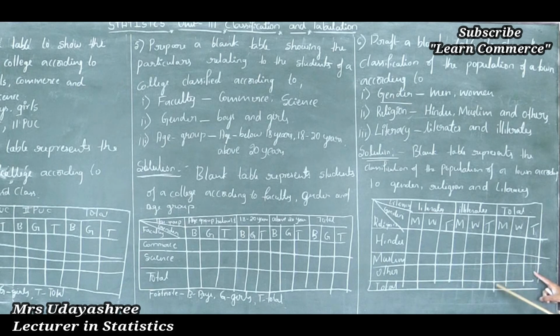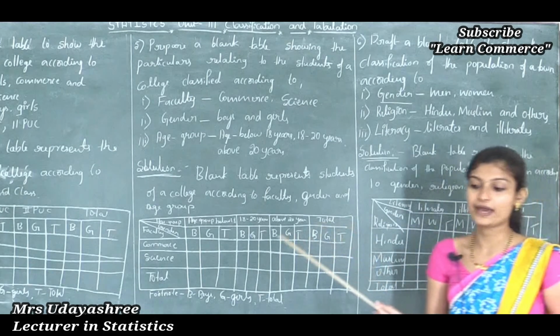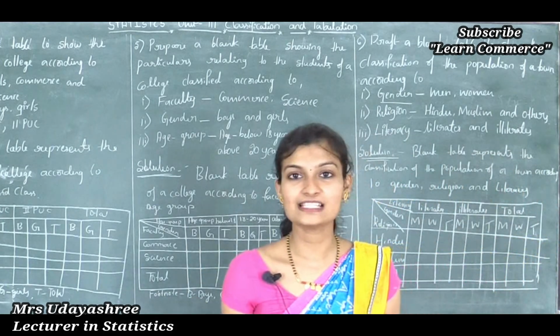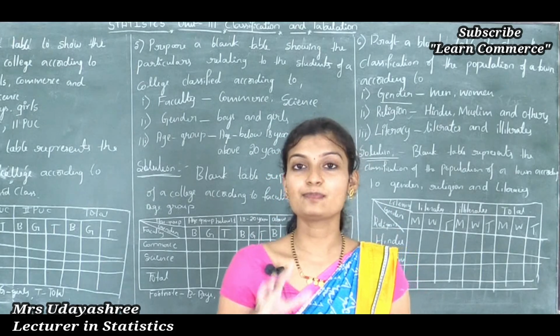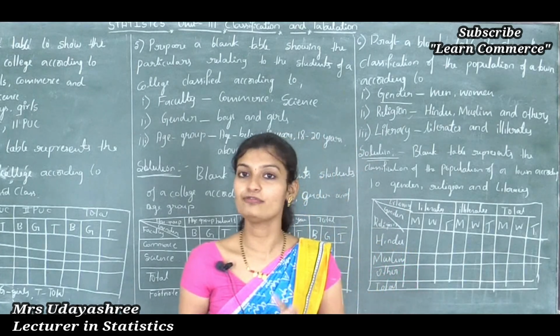Okay, next, this column indicates total number of men, this column indicates total number of women population, and this column indicates the total number of populations. This is all about how to prepare tabulation using classified characteristics, and these problems are important for 5 marks.